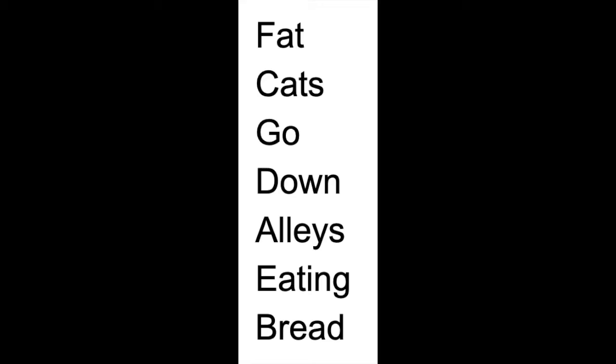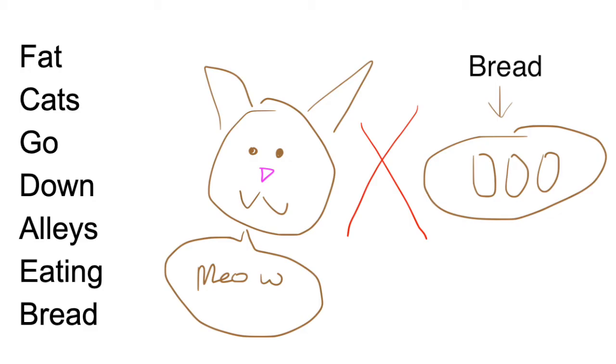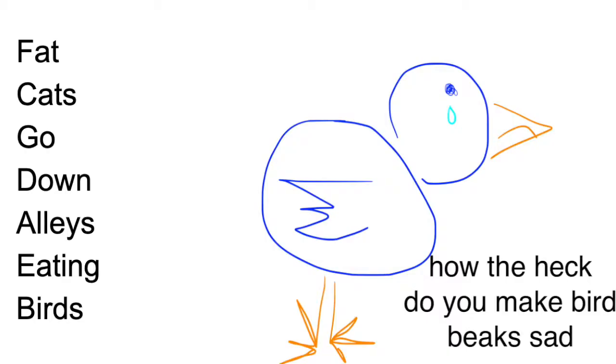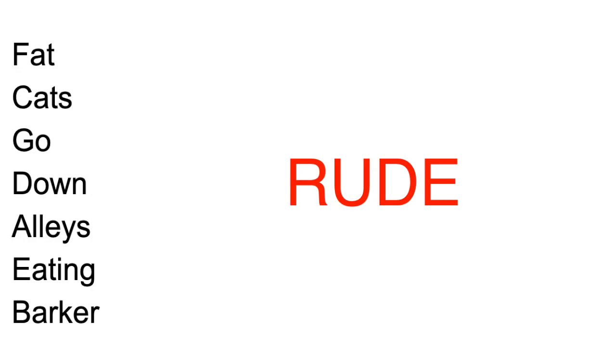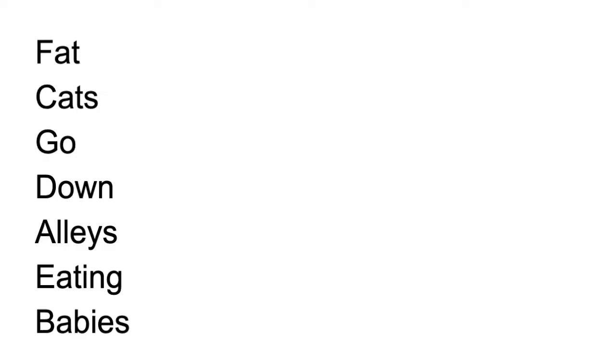The way that I memorized it when I was in school was fat cats go down alleys eating bread. Now, cats don't eat bread, so you can exchange that B for whatever you want. Some kids like birds. Some kids think it's funny to put Barker there, which is rude. I've heard kids put babies because it's more memorable. Whatever works to help you memorize F, C, G, D, A, E, B.